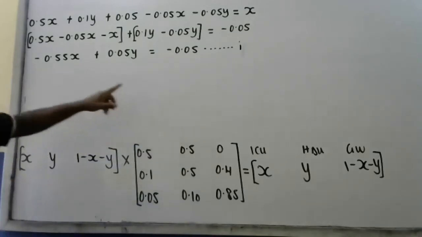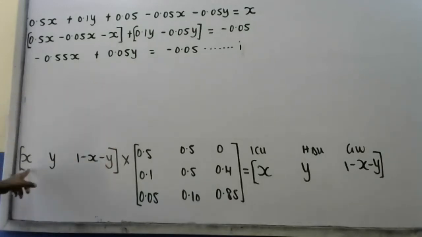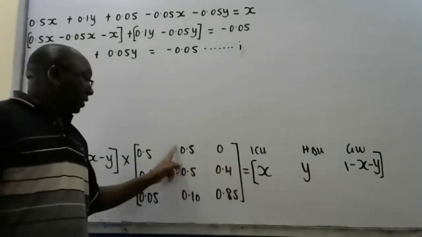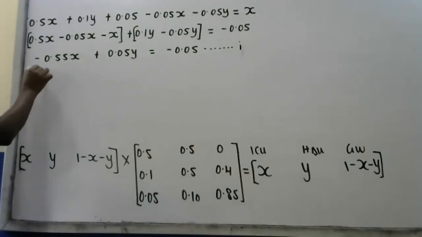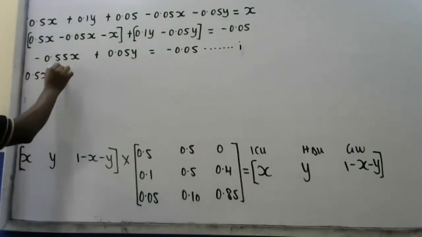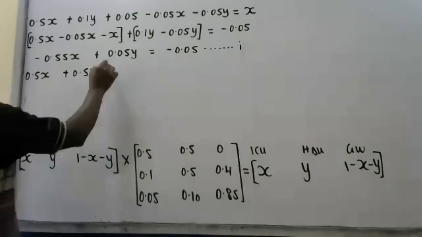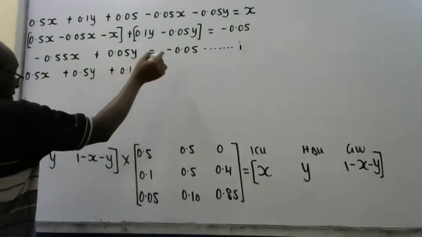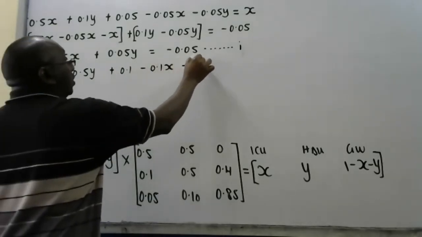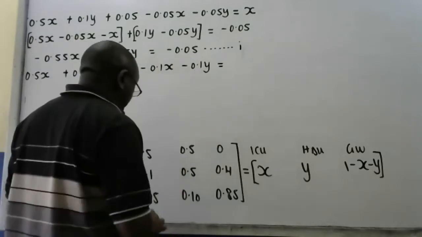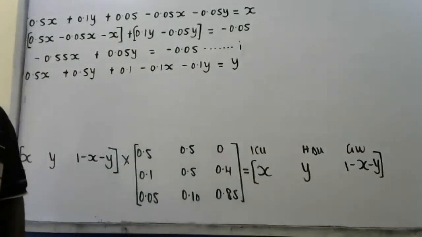Because we have two unknowns in this equation, X and Y, we require two equations. So I now take these ones and multiply by the second column here. That gives me 0.5X plus 0.5Y. This one I multiply here plus 0.1 minus 0.1x minus 0.1y is equal to y.